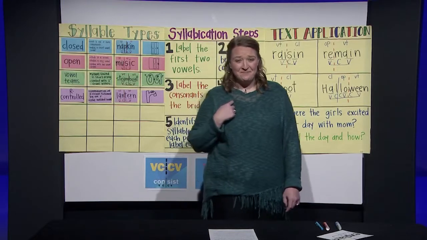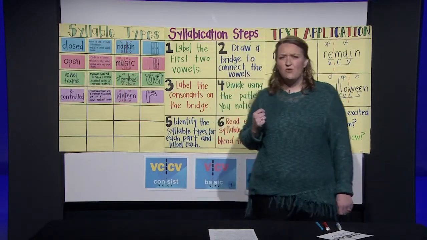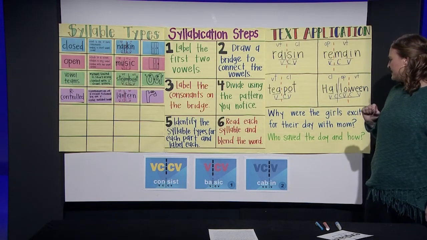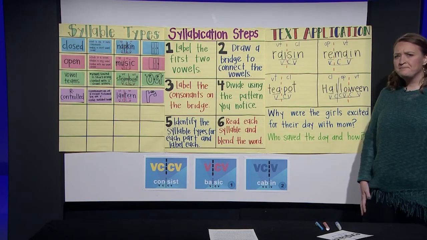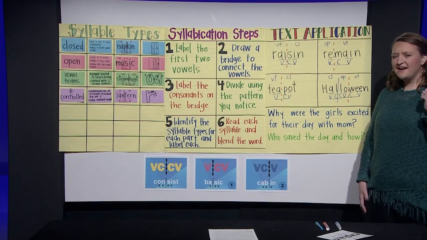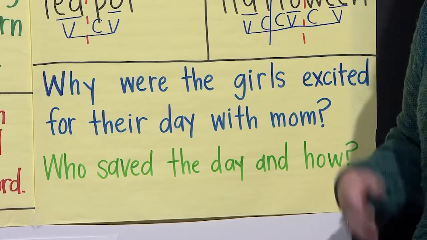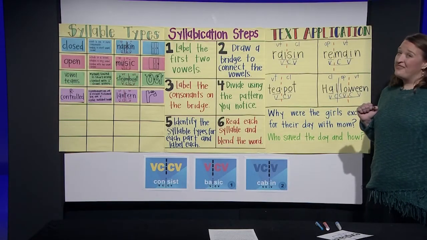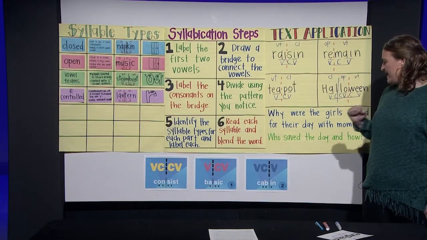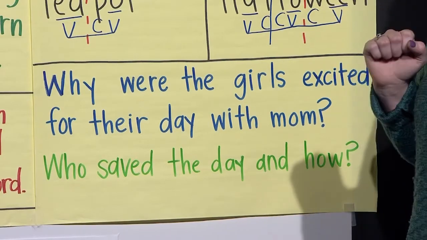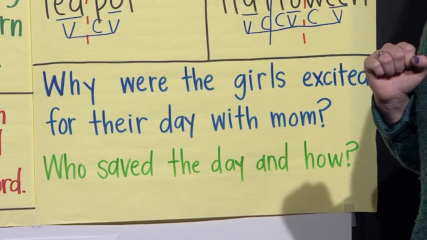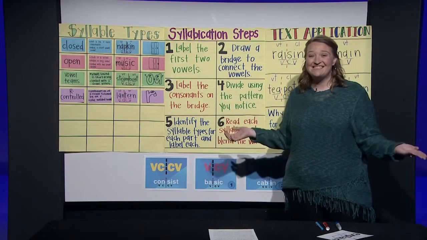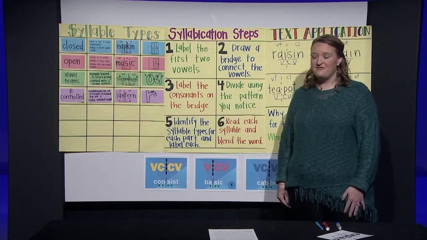Did you enjoy that story? Because I sure did. Now I want us to think about a couple of questions that relate to our text. The first question says, why were the girls excited for their day with Mom? Think back. Why were they excited? That's right. They were excited because they were going shopping for Halloween costumes. But then that didn't get to happen because it was raining. So who saved the day and how? That's right. The mailman saved the day because he brought 2 packages of princess outfits that Mom had secretly bought for them a few weeks ago.